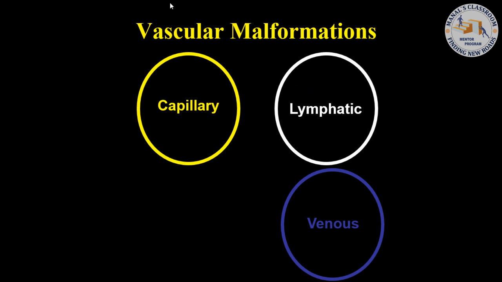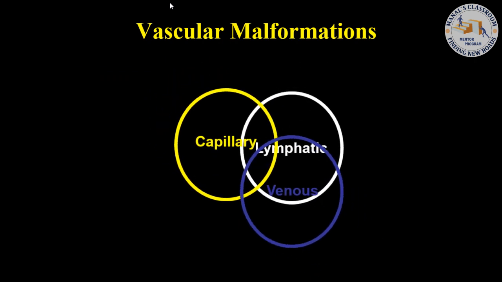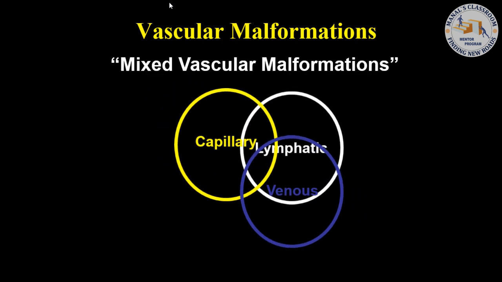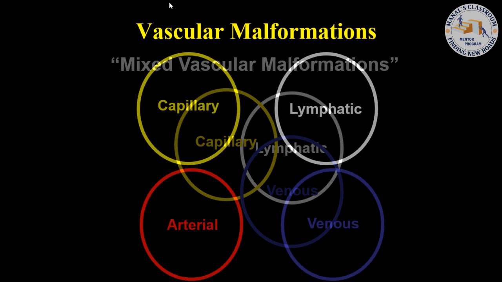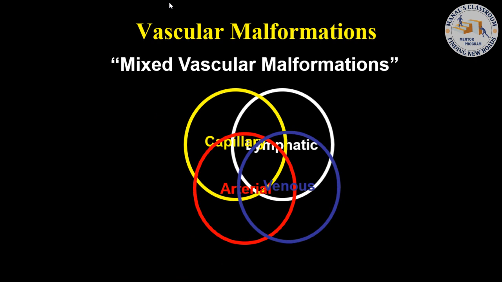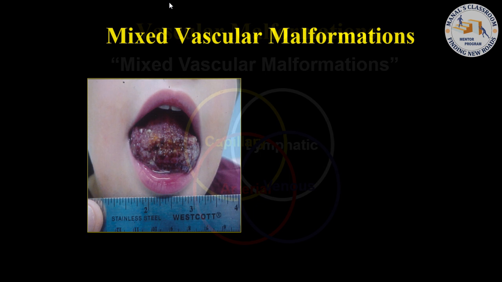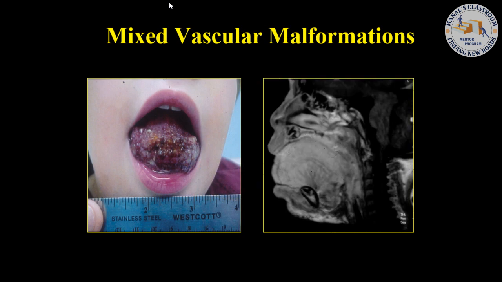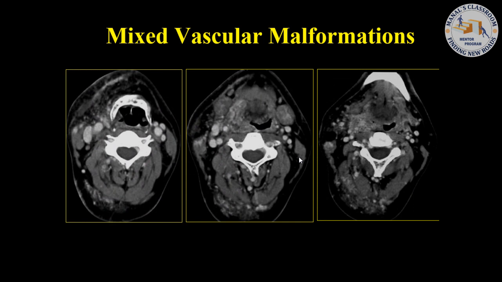Now, what if you have a combination of 3, or what if you have a combination of 4? This is what we refer to as a mixed vascular malformation. So if you have 2, you can combine the names. But if you have components of all 3, then we just refer to this as a mixed vascular malformation. So here's a large vascular malformation involving the tongue. We can see here clinically and radiologically we can't separate this out, so we'll use the term mixed vascular malformation.